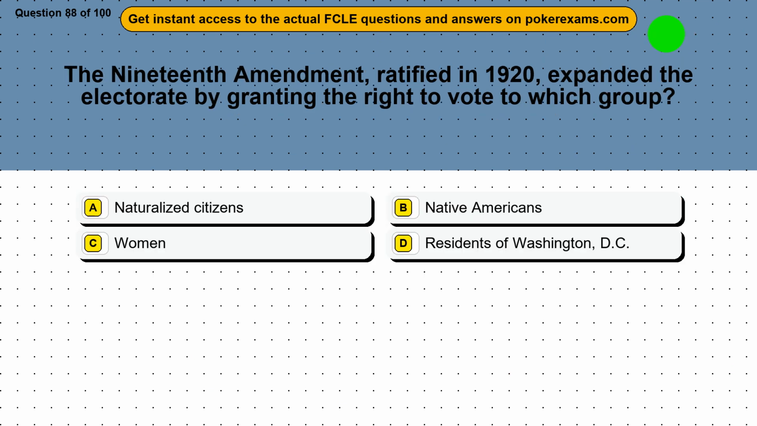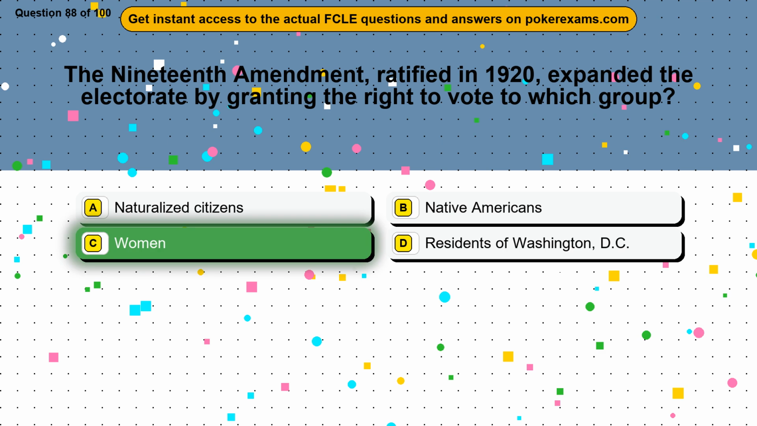Question 88. The 19th Amendment, ratified in 1920, expanded the electorate by granting the right to vote to which group? Option A, naturalized citizens. Option B, Native Americans. Option C, women. Option D, residents of Washington, D.C. The correct answer is option C, women.